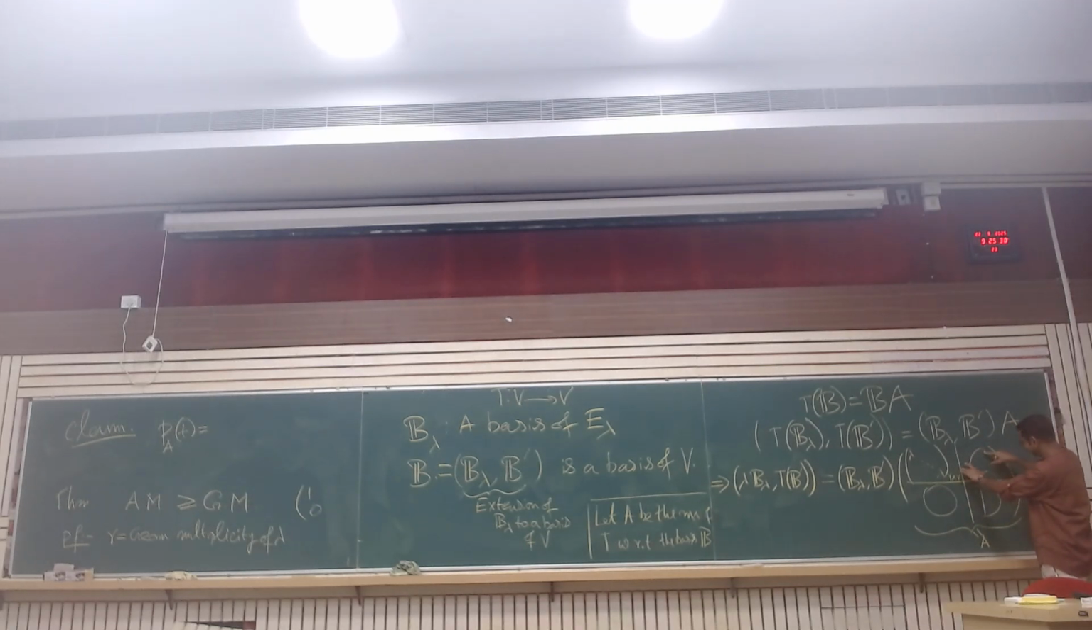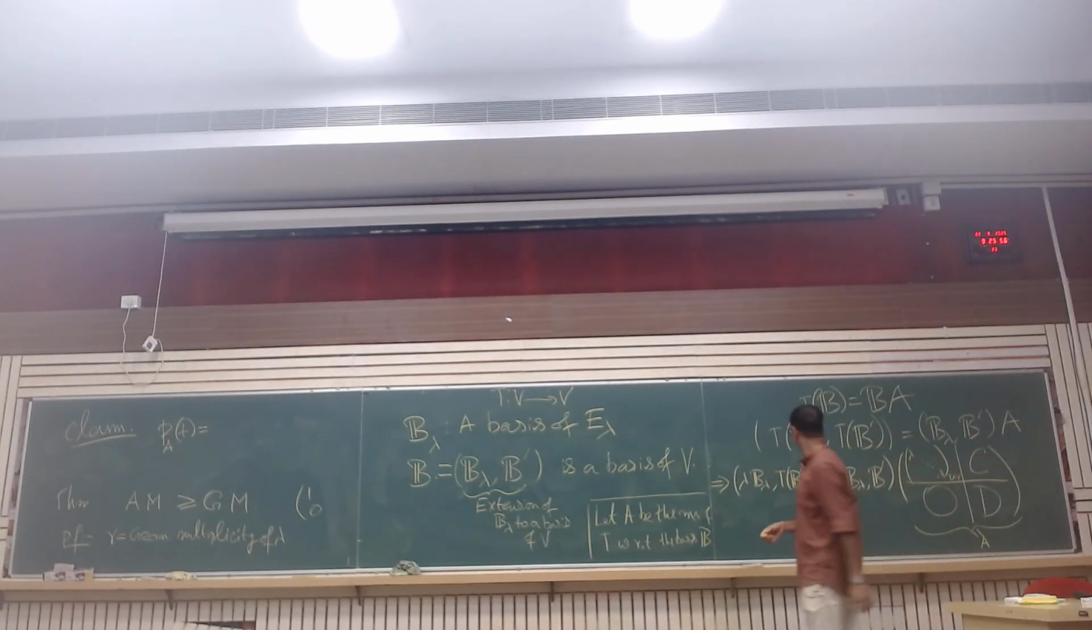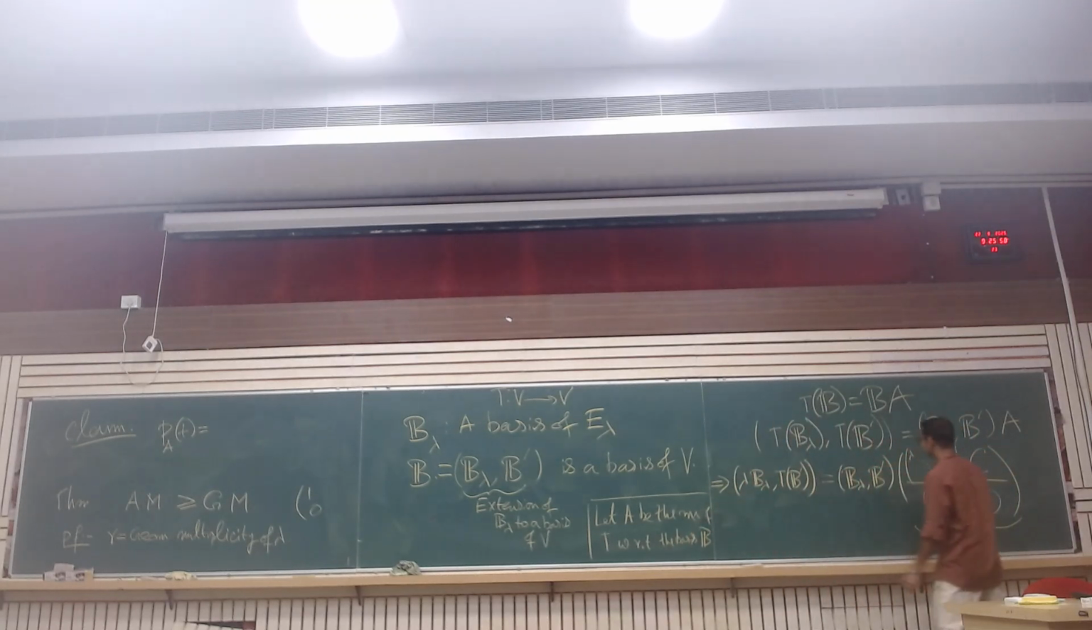I mean, the C and D would be of the right size. This is R cross R, and this is some n cross n, if n is the dimension of V. So you just fill in some arbitrary entries here. You can fill it with stars as well. You do not know what entries are here. So we just put C and D there.